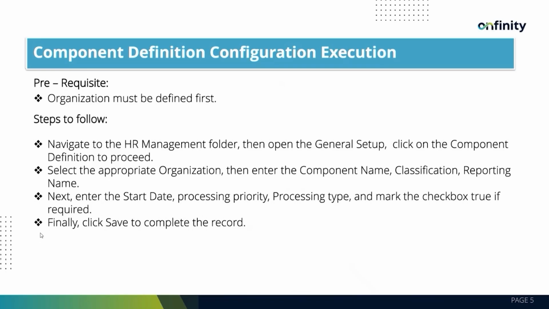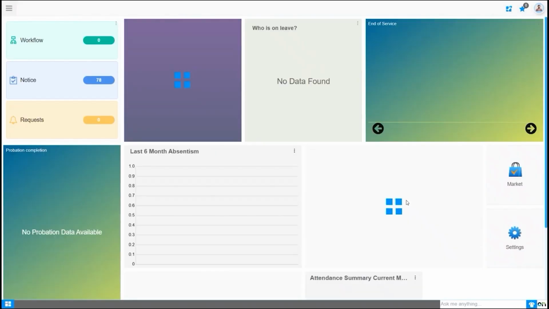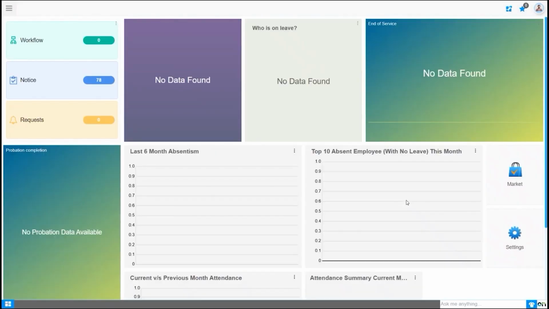Now, let's switch to the system and walk through each step to understand the configuration in action. To begin the configuration, this is the login screen. The user will enter the username and password and then click on the Login button. Upon successful login, the home screen will appear, displaying some useful default widgets and charts.